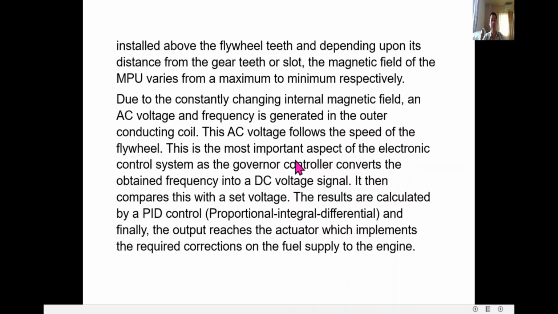This is the most important aspect of the electronic control system, as the governor controller converts the obtained frequency into a DC voltage signal. It then compares this with a set voltage. The results are calculated by a PID control, proportional integral differential control. This controller is a feedback system. Finally, the output reaches the actuator, which implements the required corrections on the fuel supply to the engine.